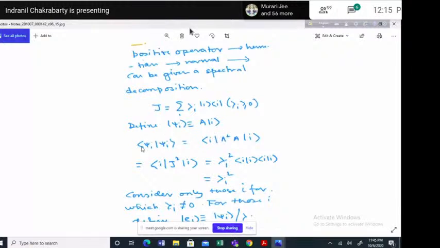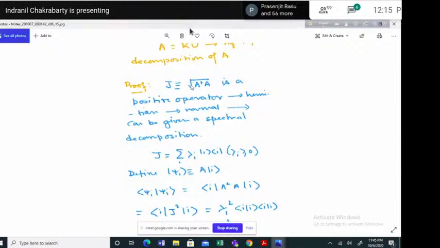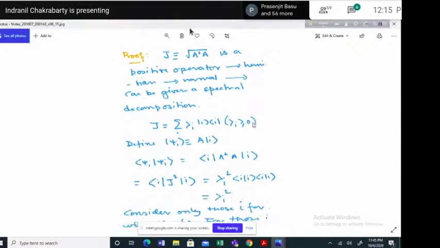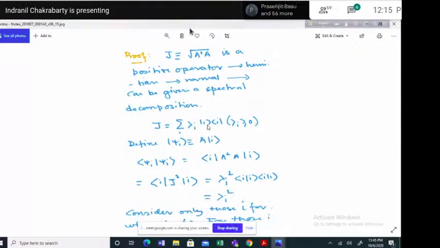Now, if you take the inner product of psi_i and psi_i, it will come out as <i|A dagger A|i>. A dagger A is nothing but J squared, since I have defined J as the root of A dagger A. So J squared is lambda_i squared |i><i|, because it is a diagonal matrix and only the diagonal elements will be squared. So you will get <i|i>, which is equal to 1. That means <psi_i|psi_i> is lambda_i squared.